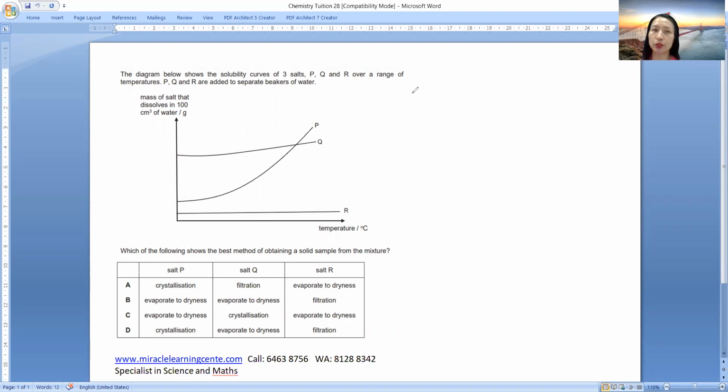Let us look at this chemistry question. The diagram below shows the solubility curves of three salts, P, Q, R, over a range of temperature. P, Q, R are added to separate beakers of water.